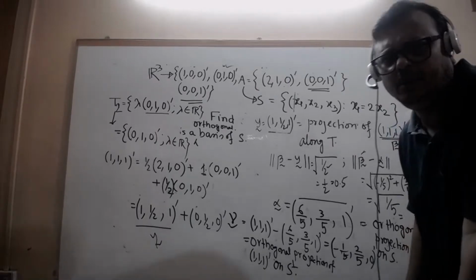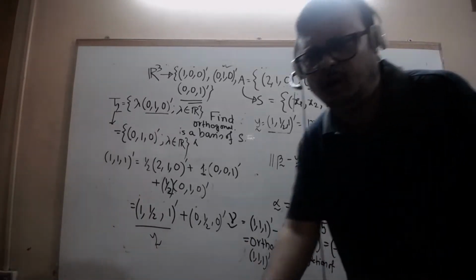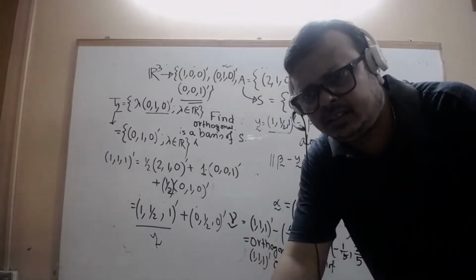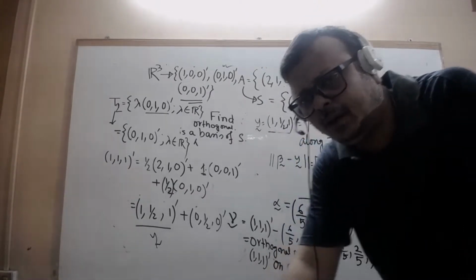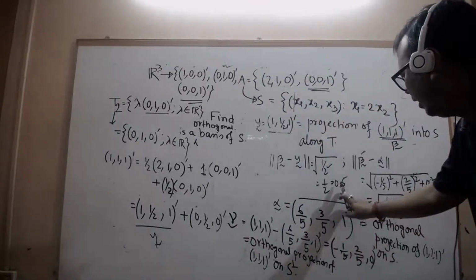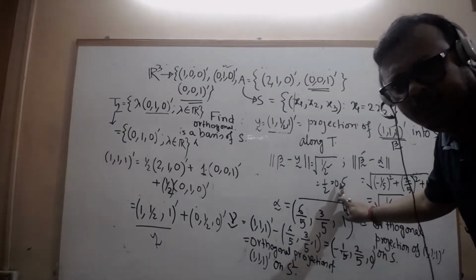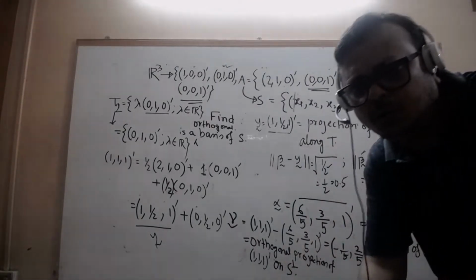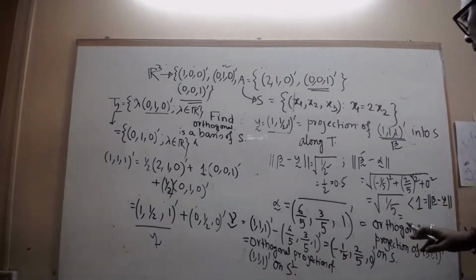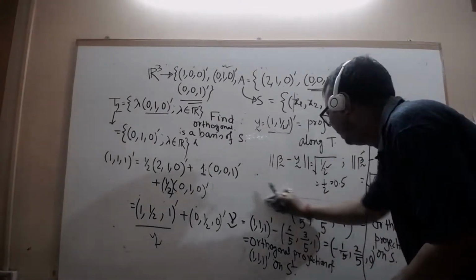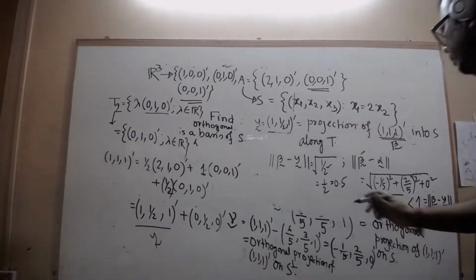Please tell me anybody, 1 by root over 5 is equal to what? After 2 decimal places. Anyone, please tell me, then I can compare with this 0.5. I think 0.5 is greater than 1 by root over 25. Or 1 by root over 5, okay, no problem. You can check in that way also.